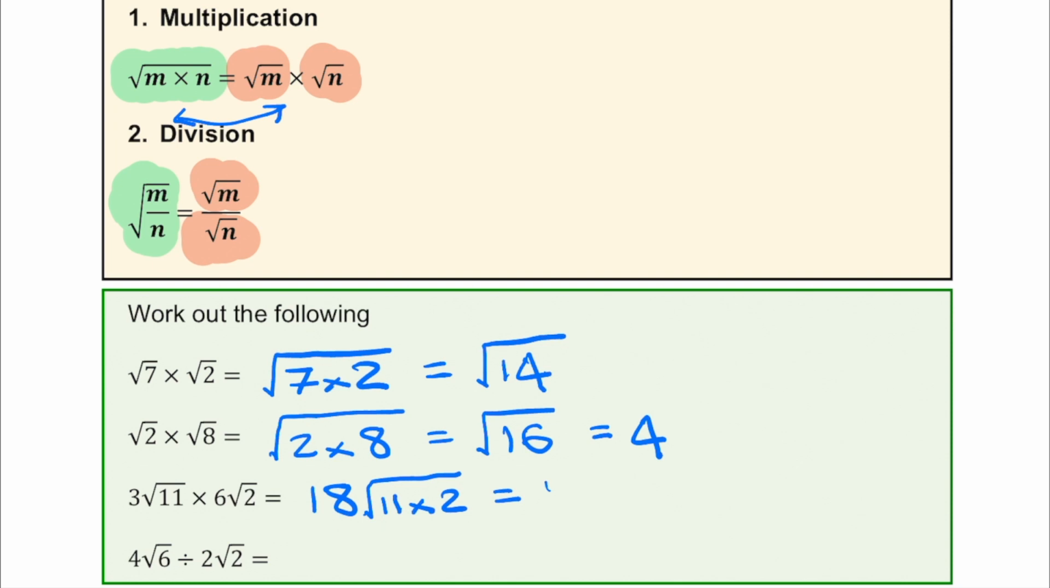And then simplify from there. So we're going to have 18 root 22, which simply just means 18 times by root 22, but we say it as 18 root 22.